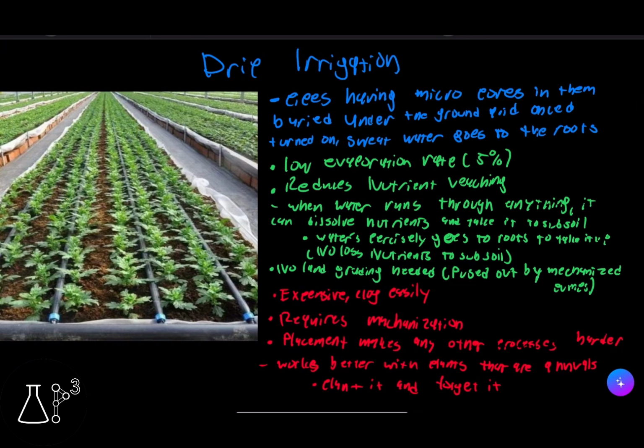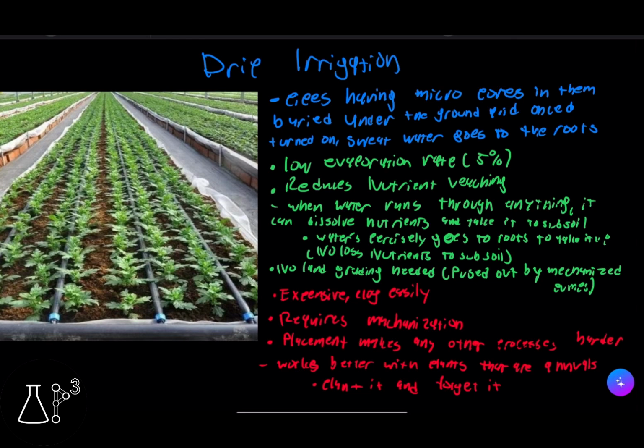Now, water precisely gets to the roots to take it up, and we don't want it in the soil, we want it in the roots. So no lost nutrients in the subsoil. And no land grading needed, so we don't need to tilt anything, we just push it out by mechanized pumps. The bad thing about it is it's expensive and the nozzle can clog easily, and it requires mechanization, and if we use too much of it, we're going to have fossil fuels and again CO2.